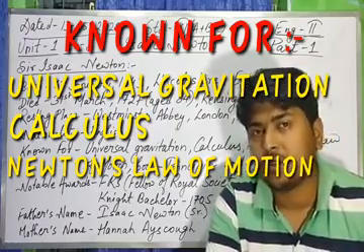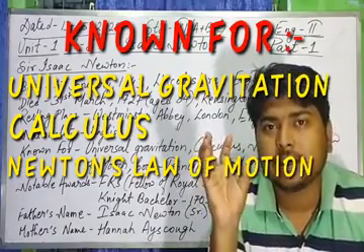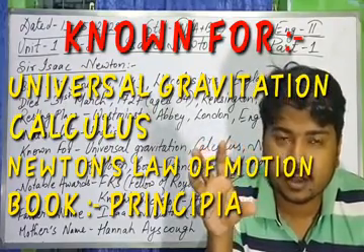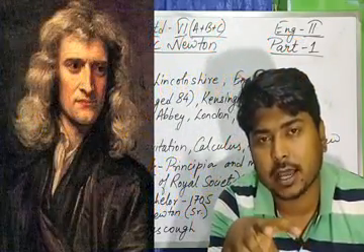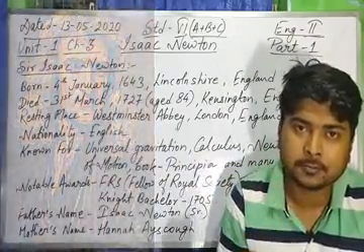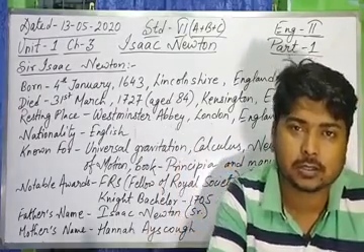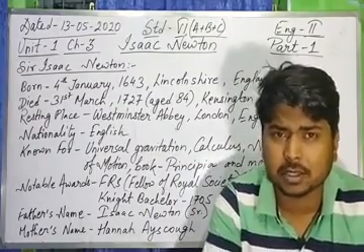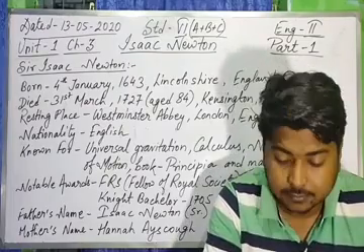And he is also known for one of his greatest books that he has written. That book was named Principia, and it was written by Isaac Newton only. All his research work was written in that book, by which people take help and discover new things. And many more things, sir. He discovered many more things, but these are the main things which he discovered.